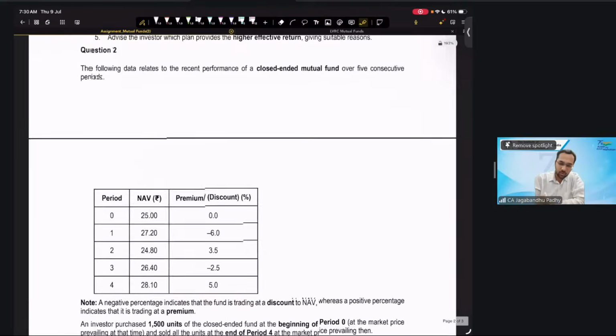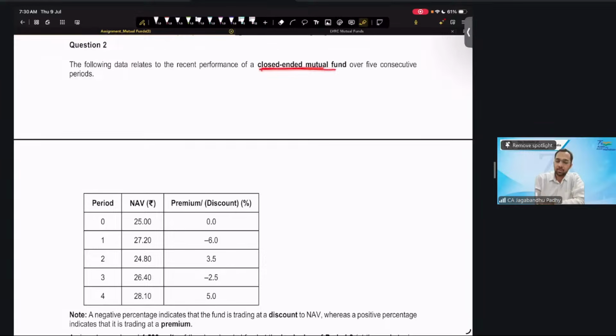The following data relate to the recent performance of a closed-ended mutual fund. Now, what is a closed-ended mutual fund, guys? What do you mean by closed-ended mutual fund? Anyone? And how is it different from open-ended mutual fund?